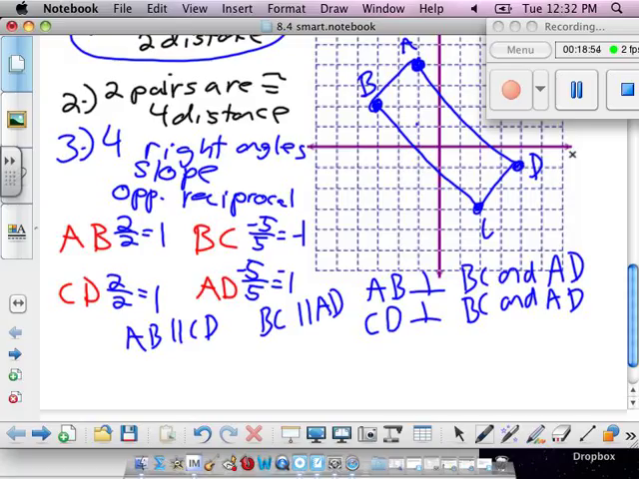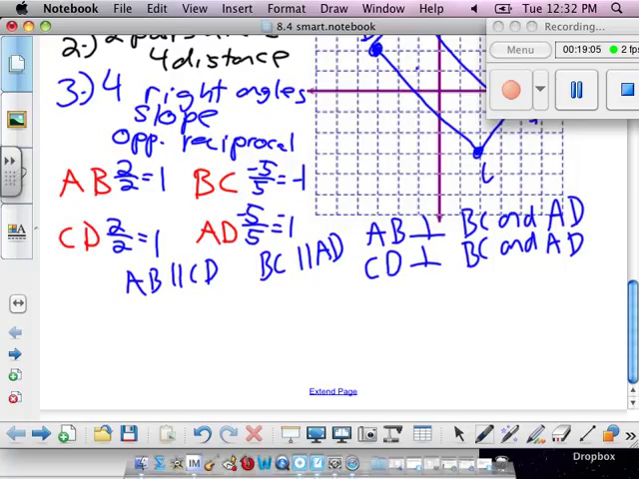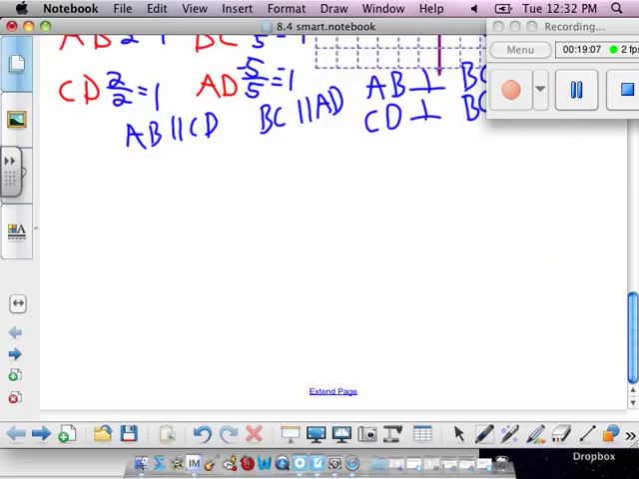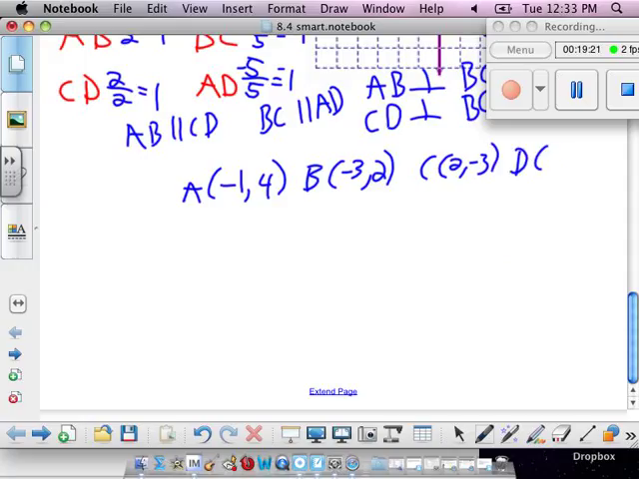Okay, so let's do this, ladies and gentlemen. Again, I know you're sick of the distance formula. We're going to do a lot more of it, so get ready. We're going to do 4 right now. I'm going to rewrite the numbers at the top. A is negative 1, 4. B is negative 3, 2. C is 2, negative 3. And D is 4, negative 1. Okay? We've got 4 points. We're going to do 4 distance formulas.